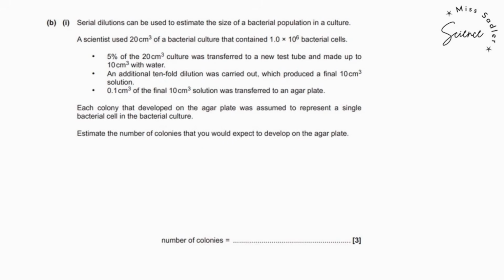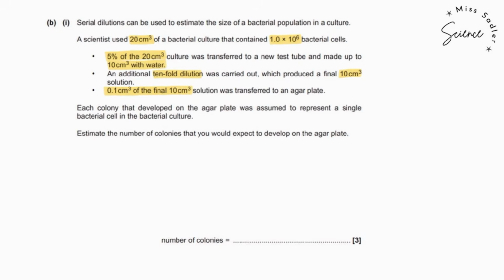A scientist used 20 centimetres cubed of a bacterial culture that contained 1 times 10 to the power of 6 bacterial cells. 5% of the 20 centimetres cubed culture was transferred into a new test tube and made up to 10 centimetres cubed with water. An additional tenfold dilution was carried out, which produced a final 10 centimetres cubed solution.